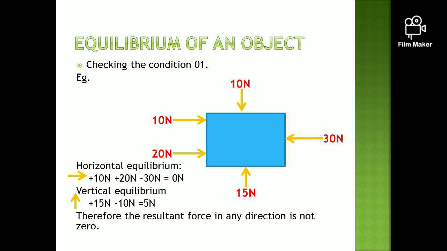Then we will consider whether it's in equilibrium vertically or not. I have taken the arrow upwards, therefore I will consider upward forces as positive values and downward forces as negative values. Then the vertical forces would be 15 newtons minus 10 newtons, that is 5 newtons. Therefore, we cannot say the resultant force in any direction is 0. The reason is that horizontally it is 0, but vertically it's not 0. With that you can say it does not satisfy the first condition for this object.